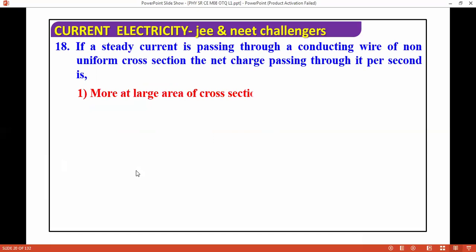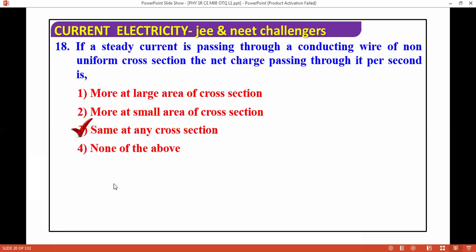Steady current is passing through a conducting wire of non-uniform cross section, and the question is asking for the net charge passing through per second. Current is charge per unit time. But here the area is not uniform, so you can apply the law of continuity. I hope all of you know what the law of continuity is. The current is the same at any cross section, so the charge flow will be the same for any cross section. So the answer will be this.